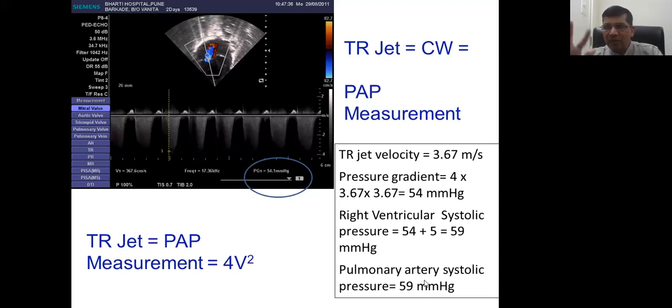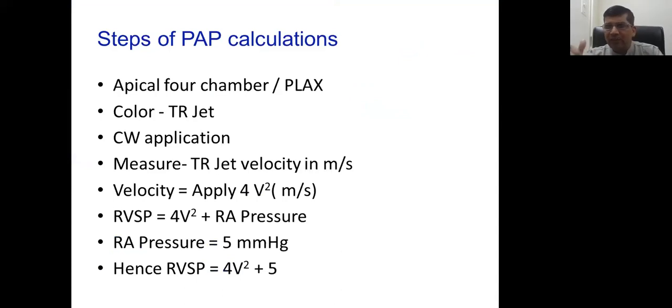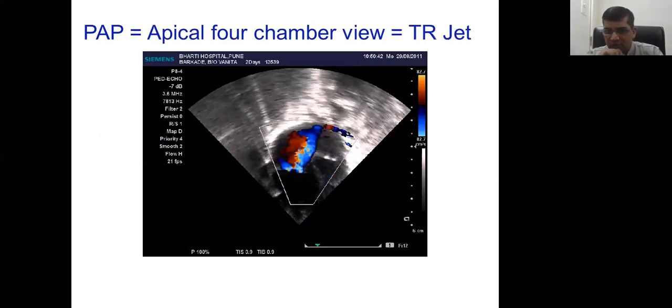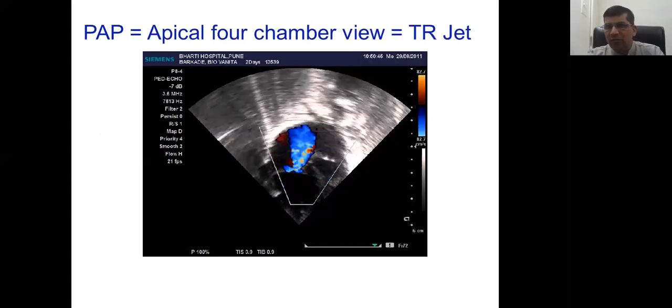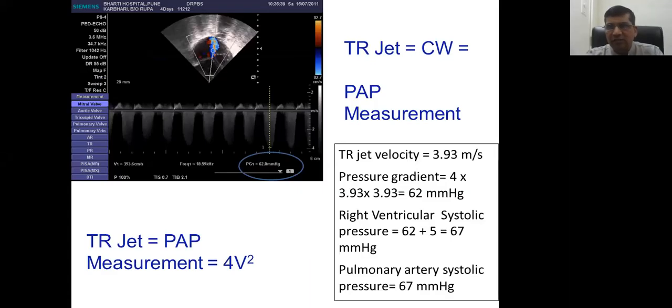So this TR jet you have measured. That's one example. I told you the steps: apical 4-chamber, color, TR jet, apply CW, measure the velocity, apply 4V square, and 4V square plus 5 is your pressure. This is another example: 4-chamber, color, and you saw the TR jet, measure, in this case velocity is 3.93, 4 into velocity square is 62, plus 5, 67. These are the pressures for this baby. So that is one method of TR jet by one view, that is apical 4-chamber view.